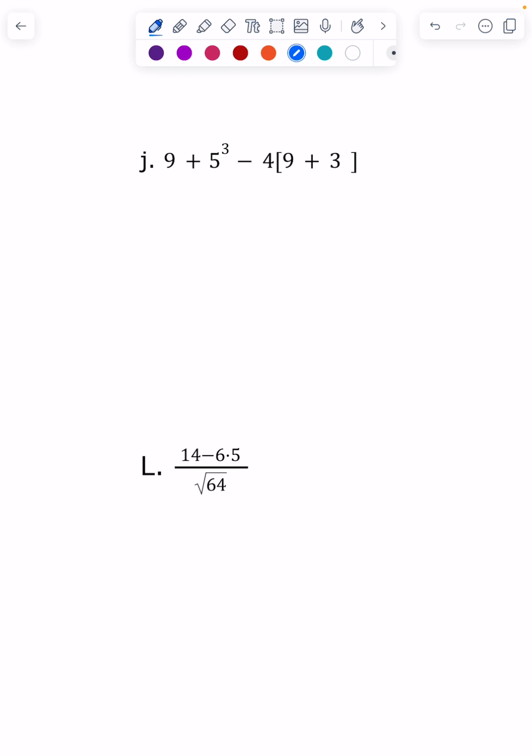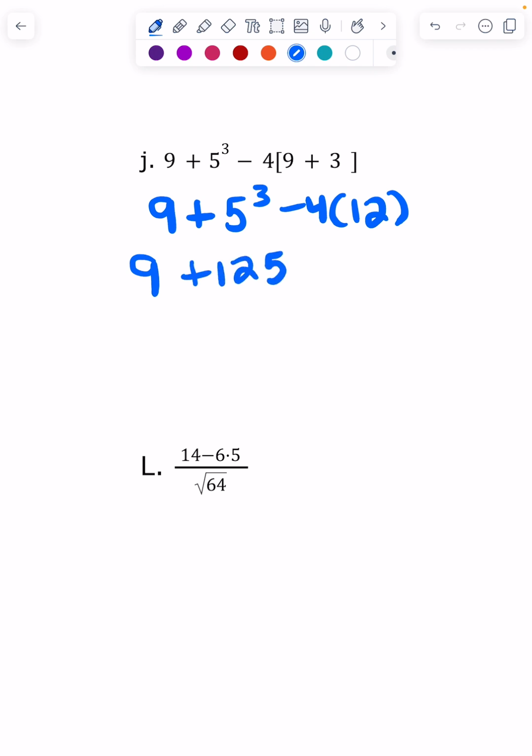Again, brackets are just parentheses. Inside the brackets is 9 plus 3, which is 12. So I'm going to write 9 plus 5 cubed minus 4 times 12. You can change the brackets to parentheses if you'd like, which is what I did. 5 cubed is 125. That's just something I happen to know. And 4 times 12 is 48, from your multiplication table. Hopefully you know that too.